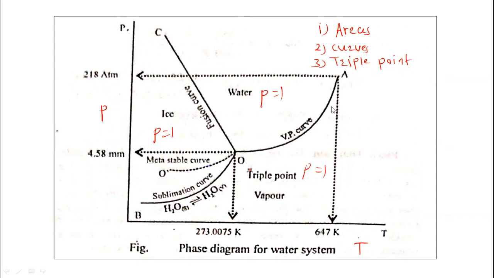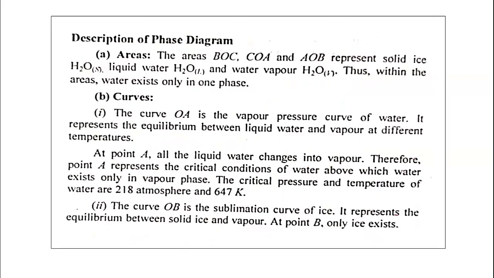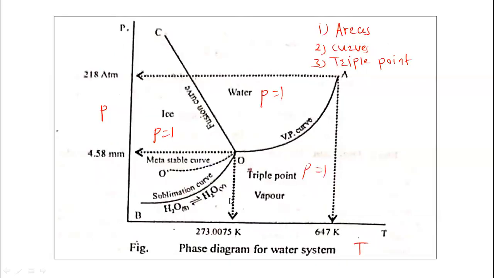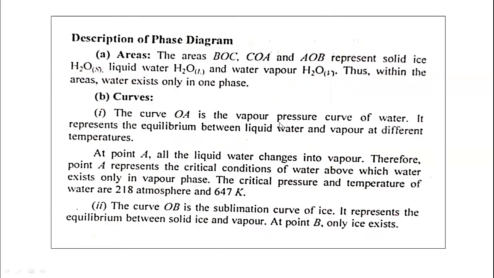Up to this point, the liquid water is in equilibrium with the vapor water. And after this point, only one phase exists. Water goes into the vapor state. So at point A, all the liquid water changes into the vapor. Therefore, point A represents the critical condition of water, above which water exists only in the vapor phase. The temperature corresponding to this is 647 Kelvin. Up to this temperature, both phases exist in equilibrium.